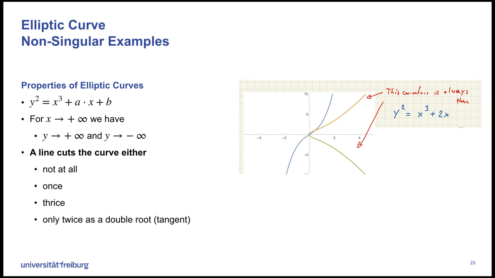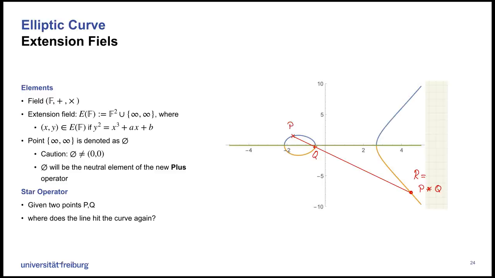Okay, so a line cutting this curve either doesn't hit it at all, it hits it once, it hits 3 times, or it could also hit it twice as a double root. That's also possible. And this is the thing that we want to do. And this brings us to the basic operation.